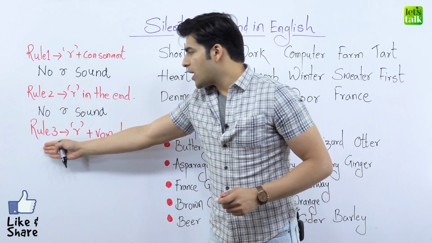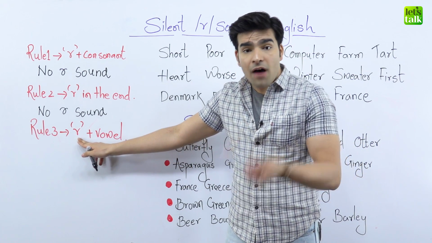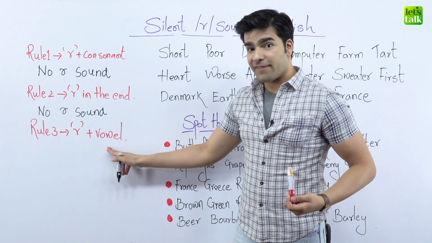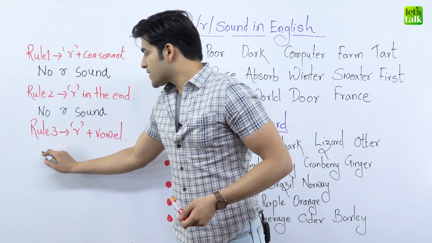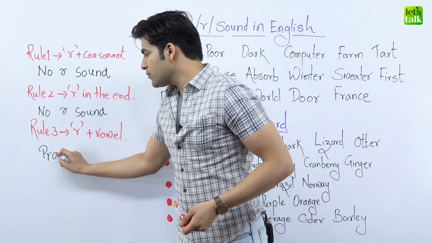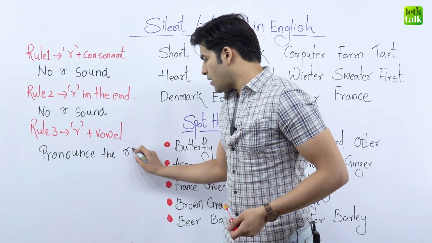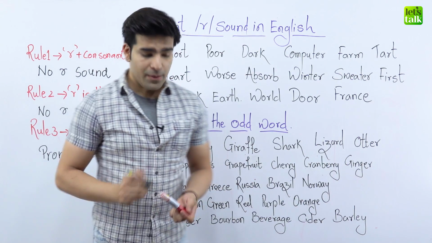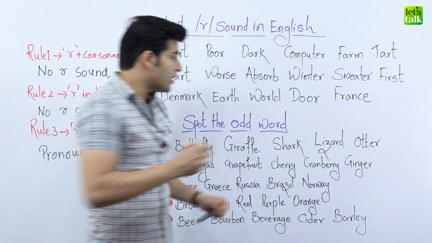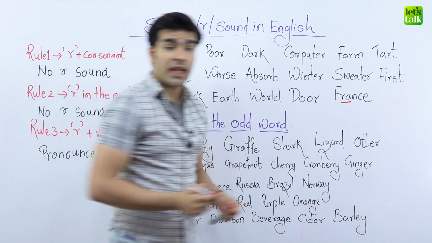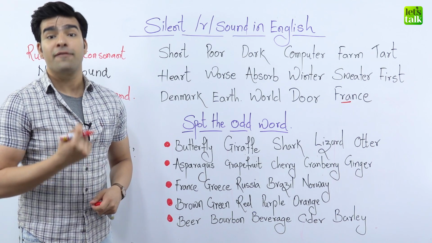The last rule is R plus vowel. When in a word there is the letter R, and immediately after that there is a vowel sound, we do pronounce the R sound in that word. So we say pronounce the R. For example, in the word France, the letter R is followed by the vowel A. So we do pronounce the letter R in the word and we say France.